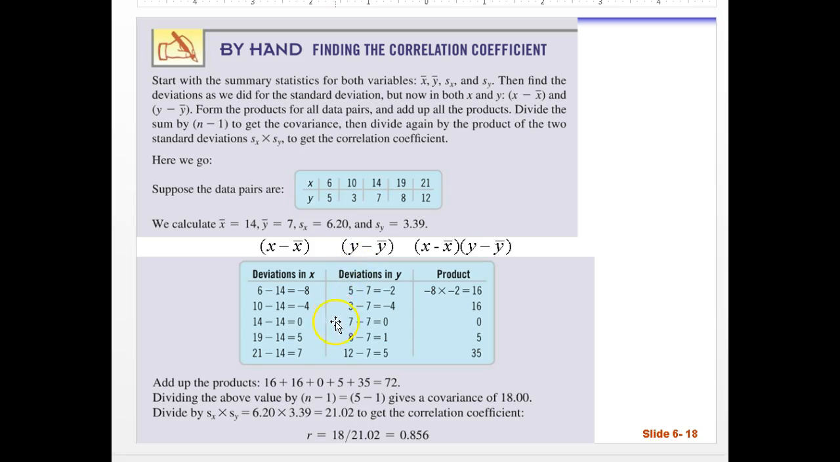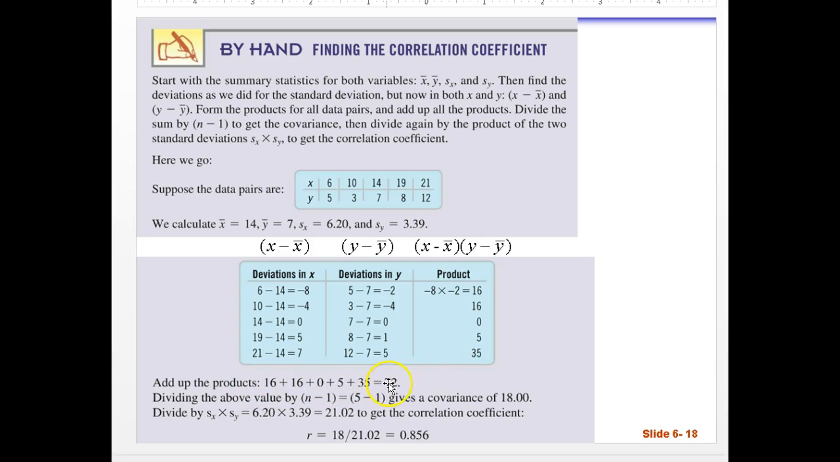We do the same thing with deviations in the y direction. All the y numbers are subtracted from their mean. Once you get these deviations, you then multiply the deviations together, and that's right here, that's referred to as the cross product between the x and the y. So the -8 times -2 gets me +16, -4 times -4 gets me +16, etc. So we find these deviations, we find the cross product between the two.